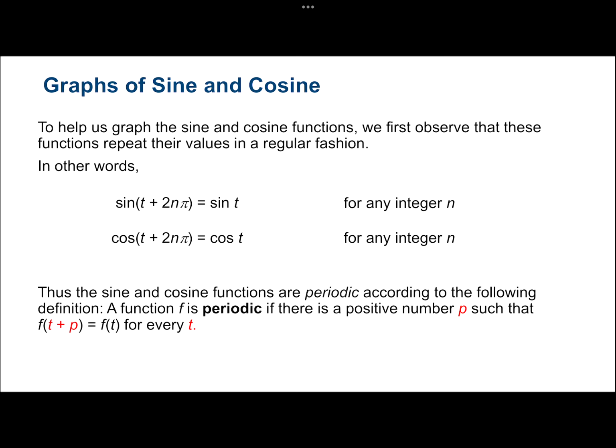Same thing for cosine. So the sine and cosine functions are periodic according to the following definition. A function f is periodic if there is a positive number p such that f of t plus p equals f of t for every t. Just meaning that once you get to 2 pi on a graph, your graph is going to start and look exactly the same again. So it's graphing the same thing every 0 to 2 pi to 4 pi, it will look the same every single time.